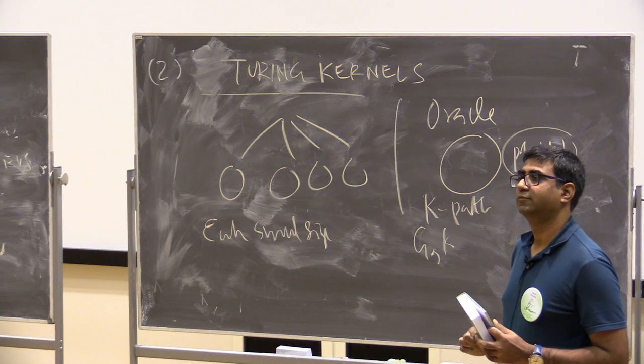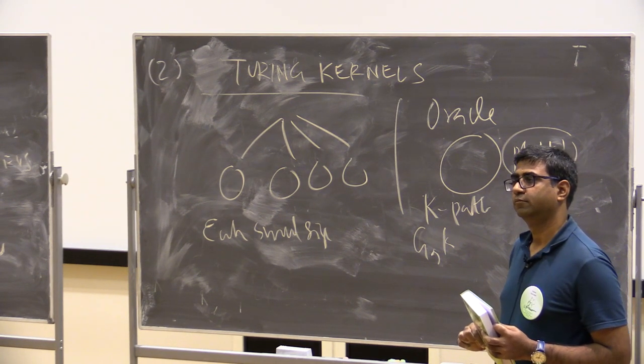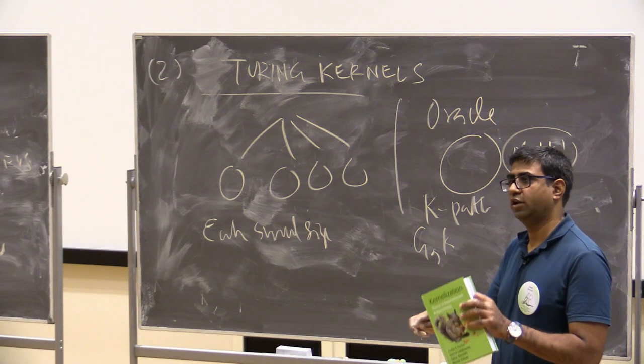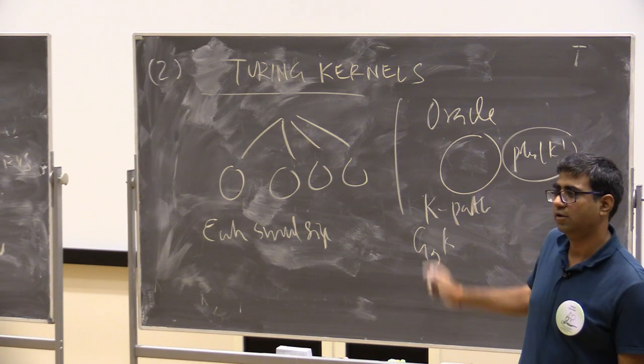Good question. For this k-path problem on planar graphs, does the lower bound for kernelization also work there? Yes. It does not have a polynomial kernel, but it has a Turing kernel in the real Turing sense.